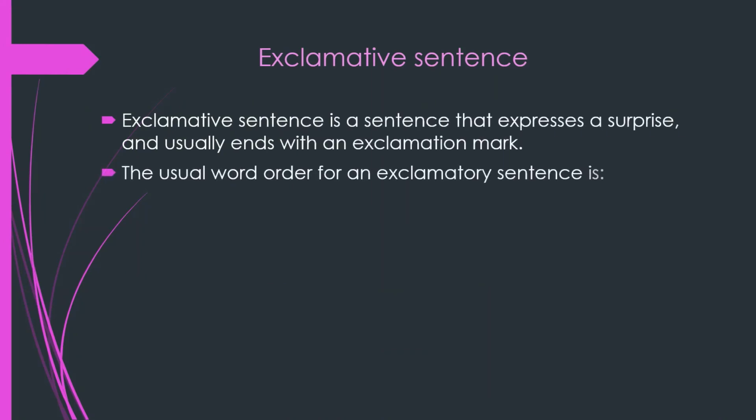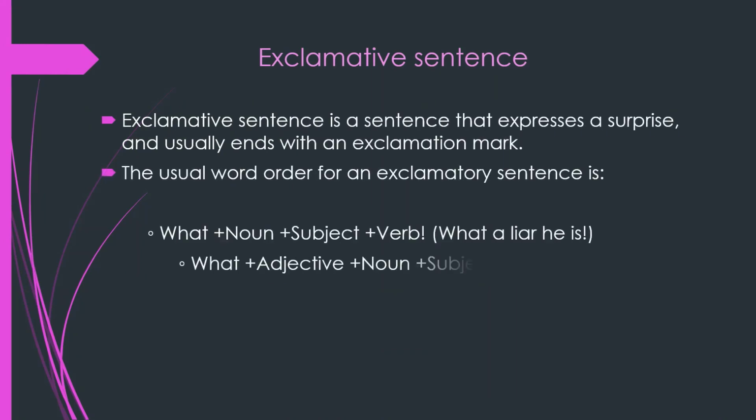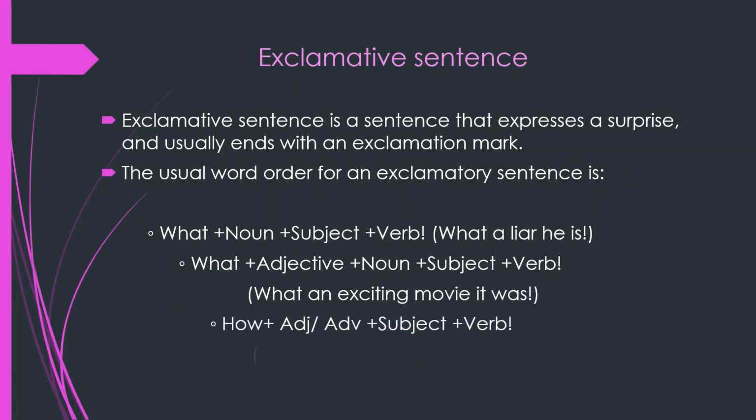The last one, exclamative sentence. An exclamative sentence is a sentence that expresses surprise and usually ends with an exclamation mark. The usual word order for an exclamatory sentence is what plus noun plus subject plus verb, exclamation mark at the end, such as what a liar he is. What plus adjective plus noun, the subject and the verb, such as what an exciting movie it was. And how plus the adjective or the adverb, subject and the verb, such as how exciting this movie was.